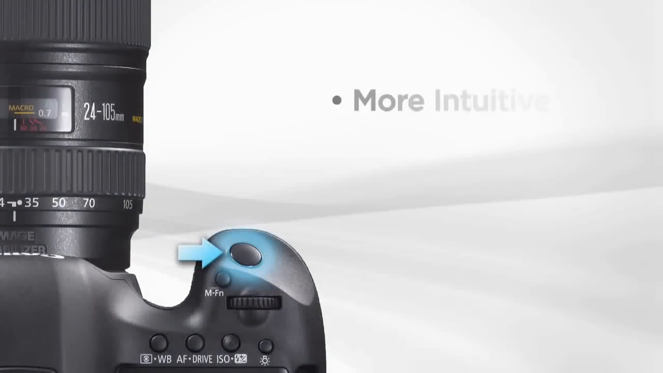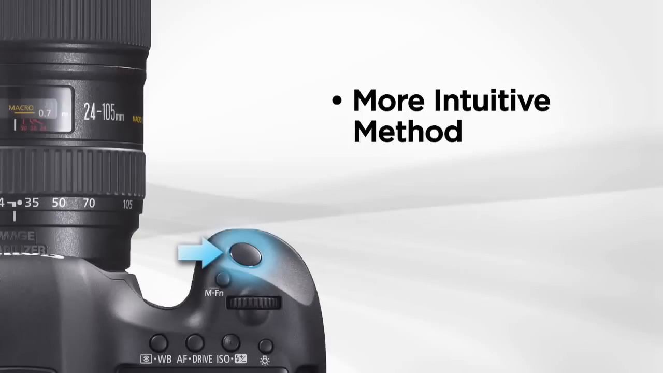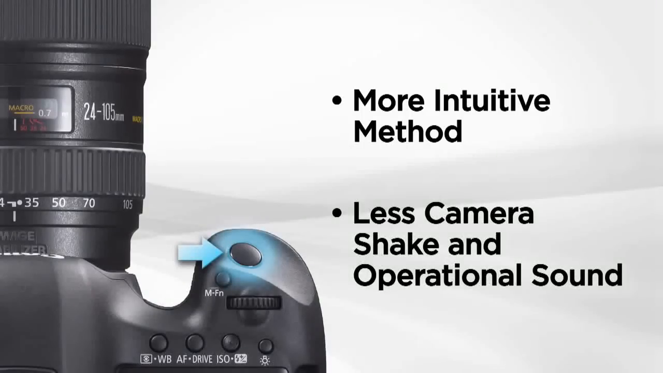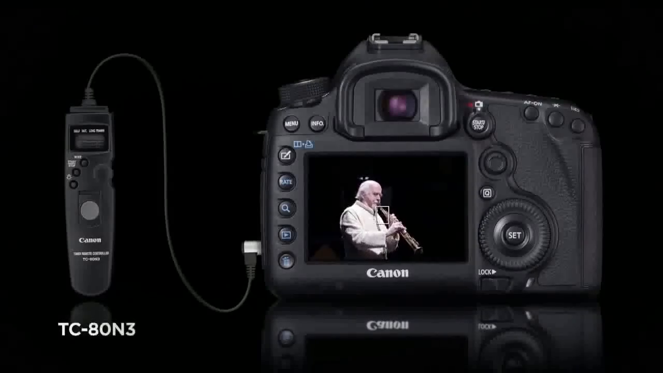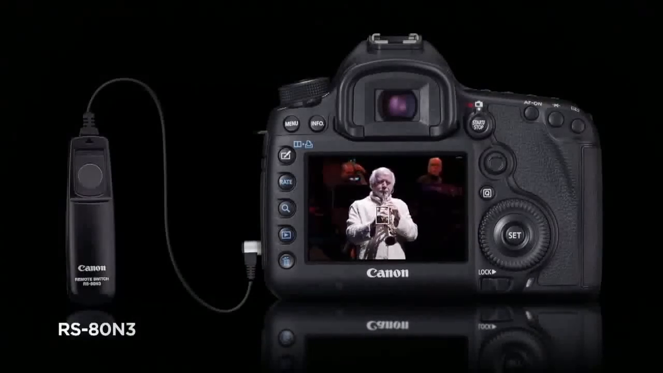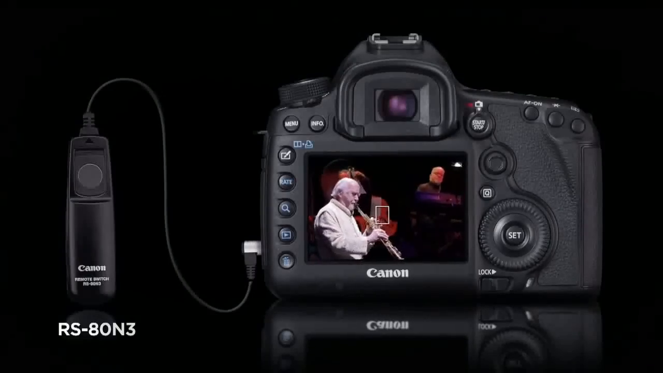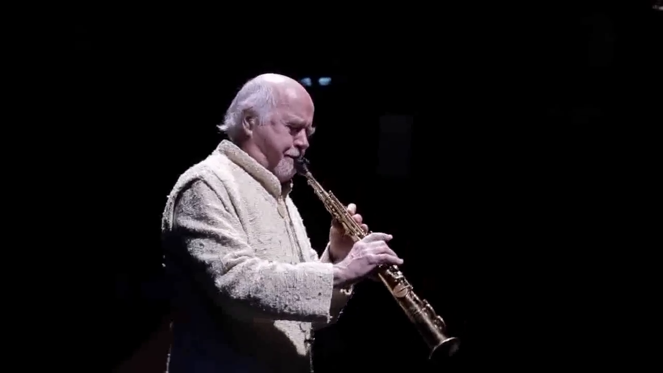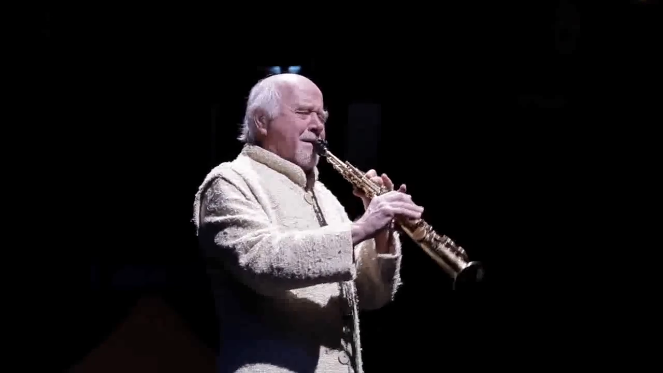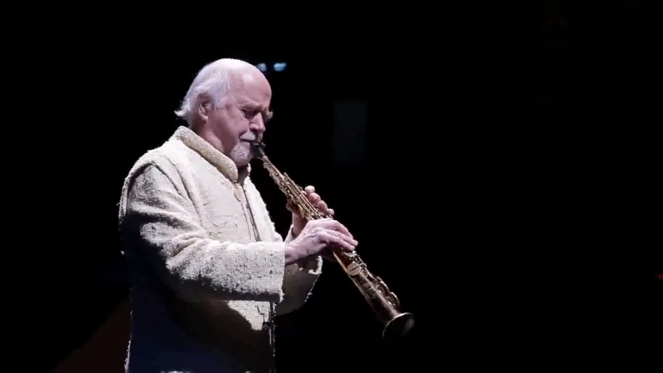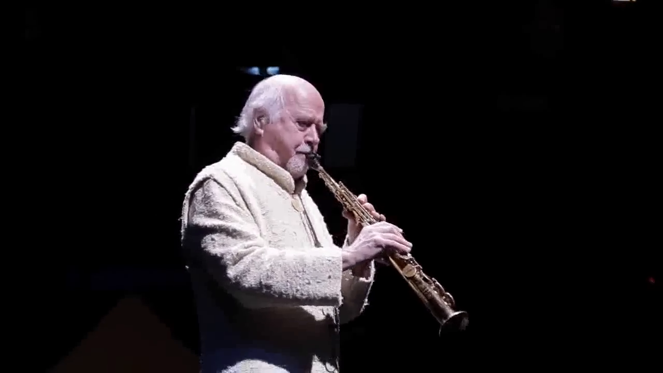You may find it more intuitive. There will be less camera shake and operational sound. And it makes it possible to use any of several Canon remote control cords to start and stop movie recording. With easily customizable options and features, basic video operation with the EOS 5D Mark III is more intuitive and quicker than ever before.